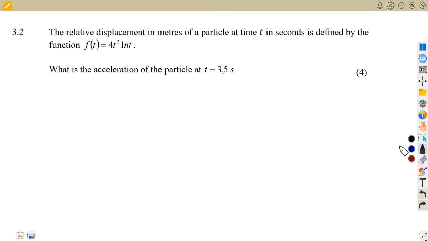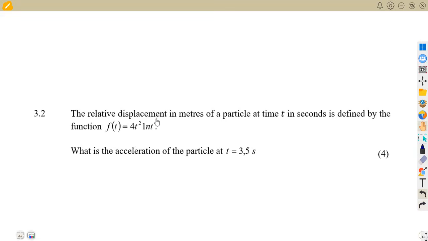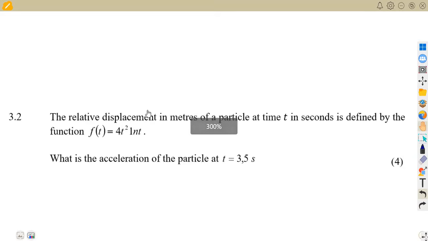Still working on mathematics N5, working on our revisions. That is, we are going to be talking about the rates of change, which is the applications of our derivatives. So in this case, you just need to know the basics of your derivatives.